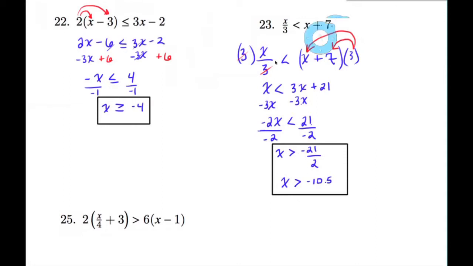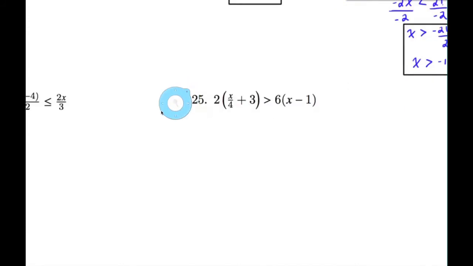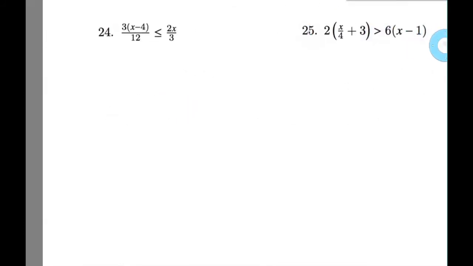24. Okay, so we have a few things going on here. I've got two fractions on each side of the inequality. I have a number outside of a quantity that you might think we could distribute. We could cross multiply to get rid of these denominators.